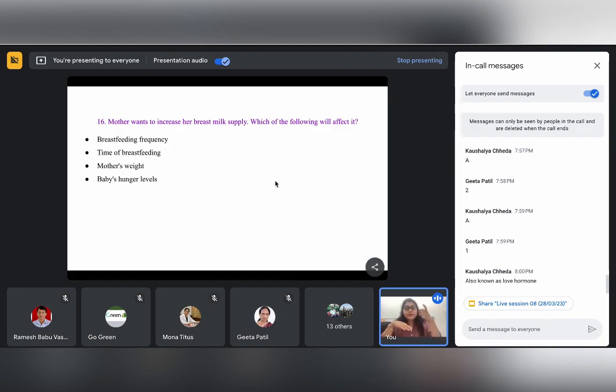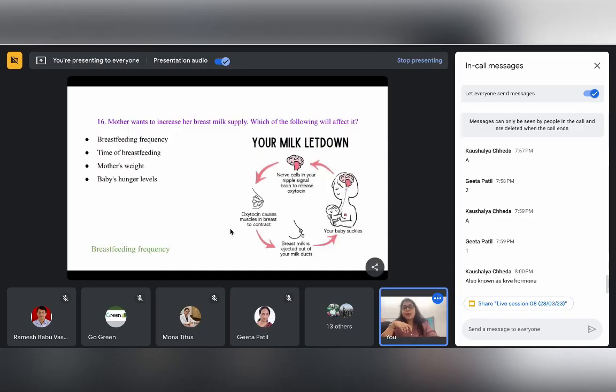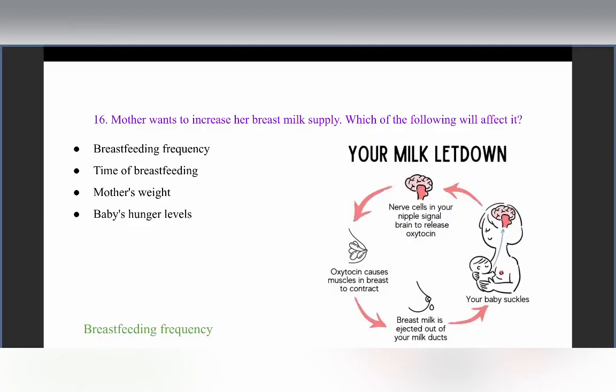Whenever that oxytocin release happens, the brain gets a signal that more blood can be released. That is a very important oxytocin pathway, called the letdown reflex. So oxytocin mediates the letdown reflex. Whenever the baby suckles, as I have just discussed, the breast milk is ejected out of the milk ducts.